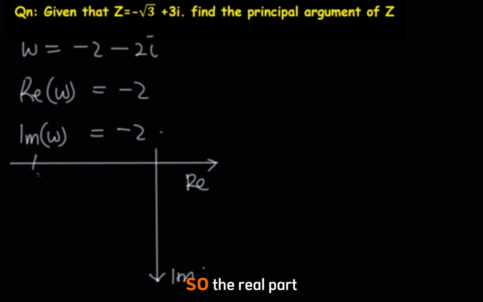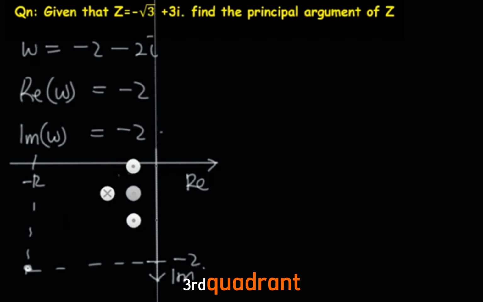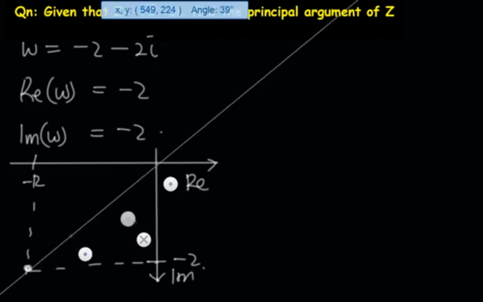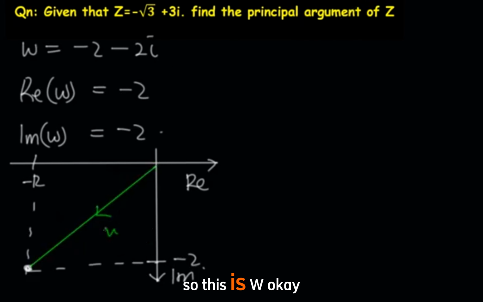So the real part is negative and the imaginary part is negative. When we connect the two, our complex number W is going to be found in the third quadrant. So this is W, okay? Now we cannot take this angle as our principal argument, but instead we are going to take this one, okay?